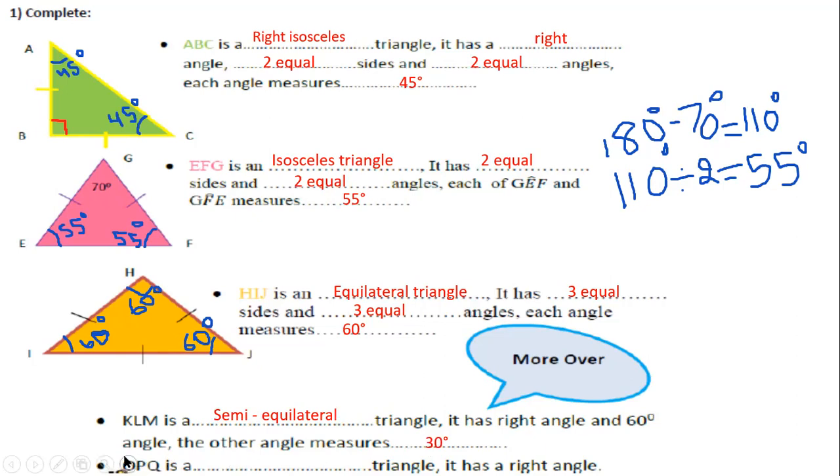Now, in the last triangle, OPQ is a triangle. It has a right angle. Which triangle has a right angle in it?